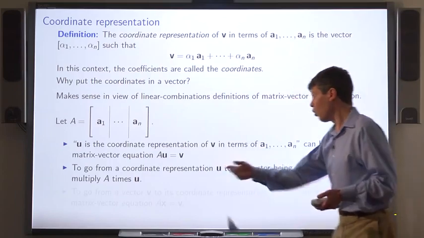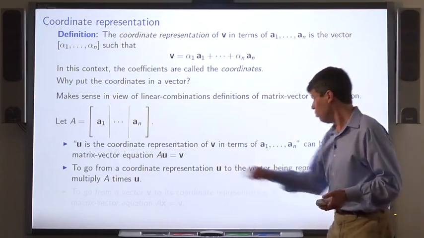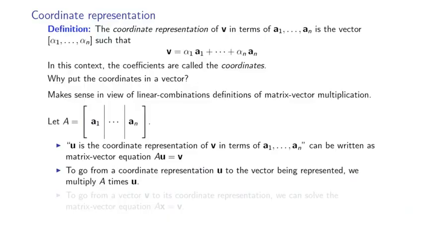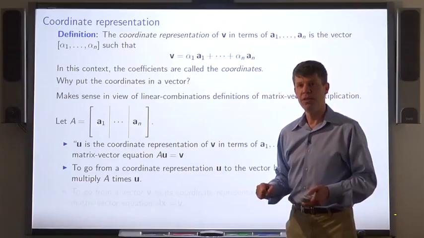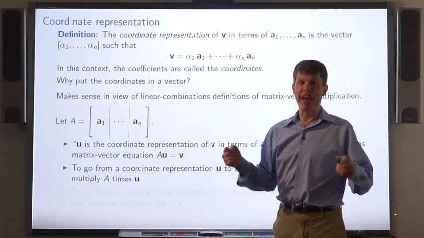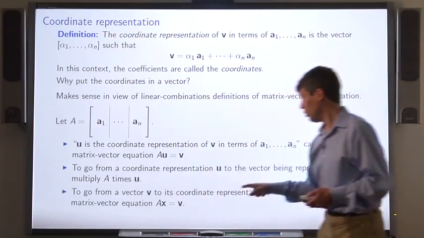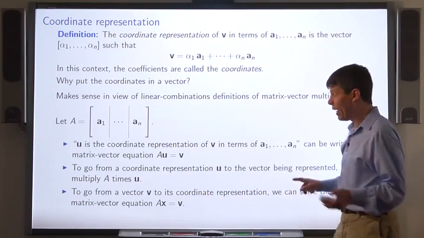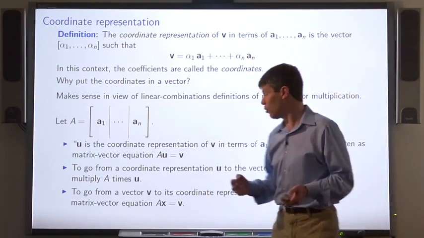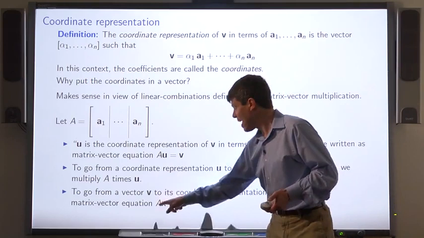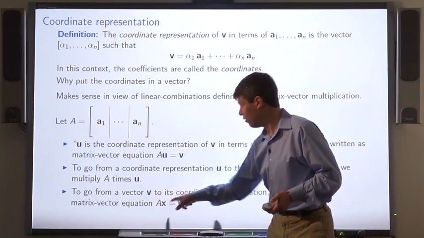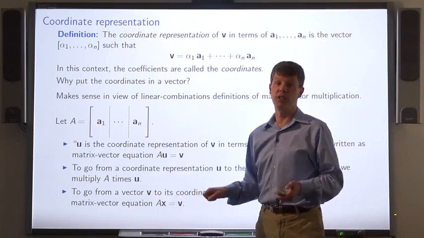So to go from a coordinate representation u to the vector being represented, say v, we multiply A times u. I call this rep to vec. Now, to go from a vector to its coordinate representation, we have to solve a matrix vector equation. We have to solve A times x equals v, and the solution is a coordinate representation.